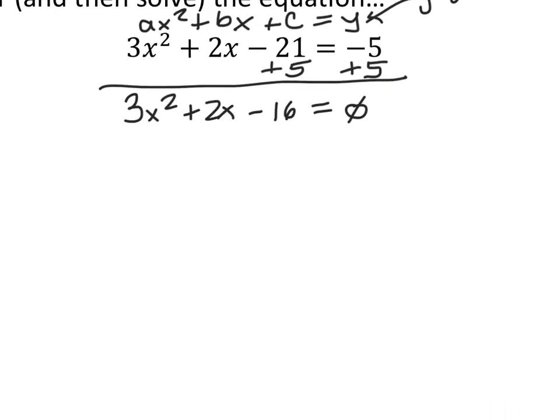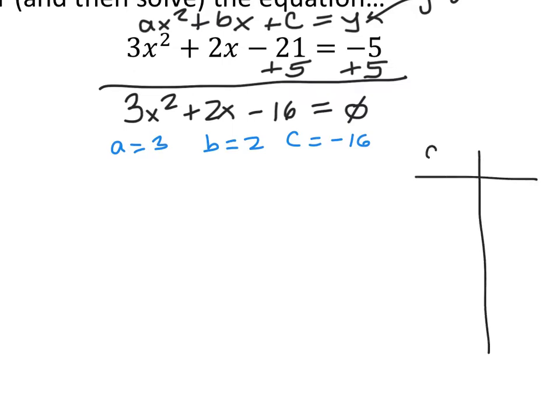All right, so let's identify our A, B, and C. We have A equals 3, B equals 2, and C equals -16. So I'm going to make my little table here. And my A times C equals -48. And our B equals +2.